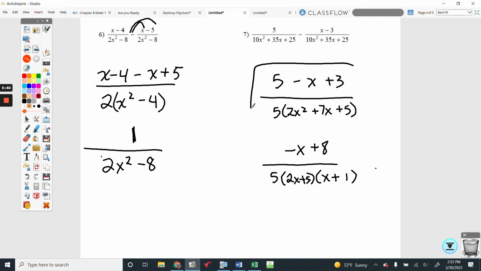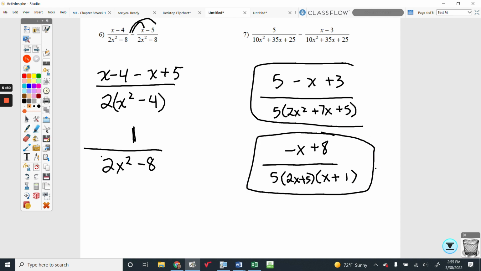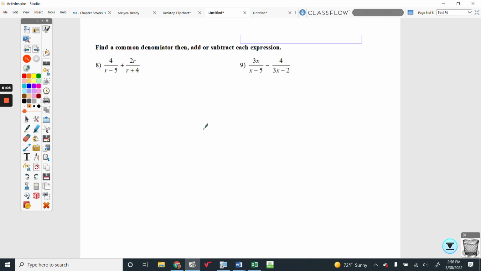Okay, so this is my answer. My numerator should be negative x plus 8. I went ahead and factored a lot down here to see if anything would cancel out. Nothing's going to, so I don't need to factor the denominator, but just for the fun of practicing, that is how the denominator is factored. Adding and subtracting is what you need to know how to do by the time I see you again. It's not too hard. Let's go ahead and try the hard ones, which we will practice together on Monday.